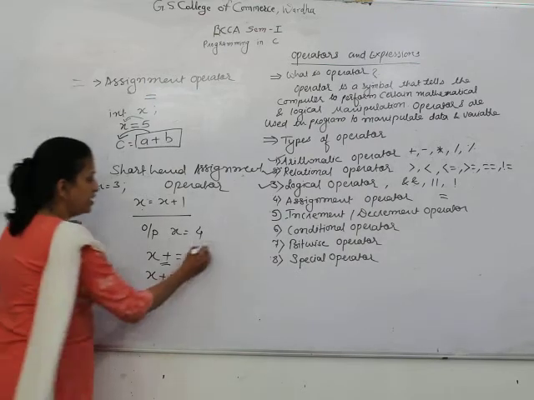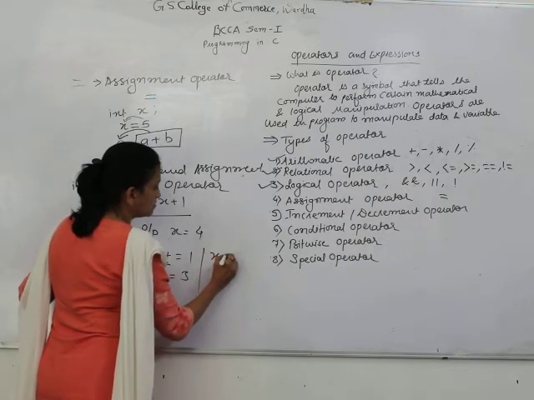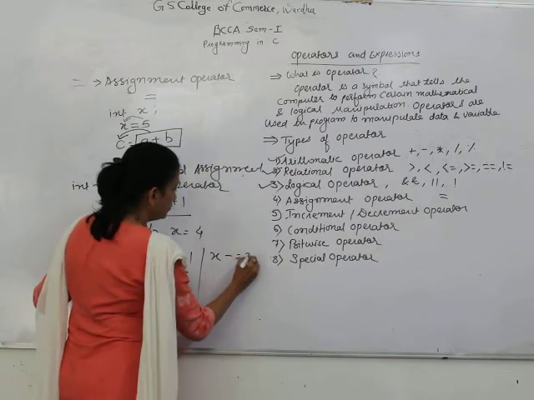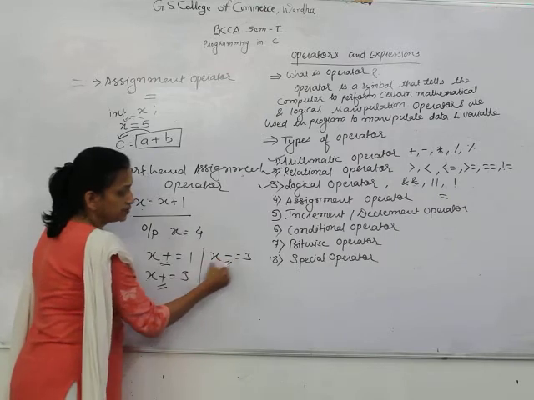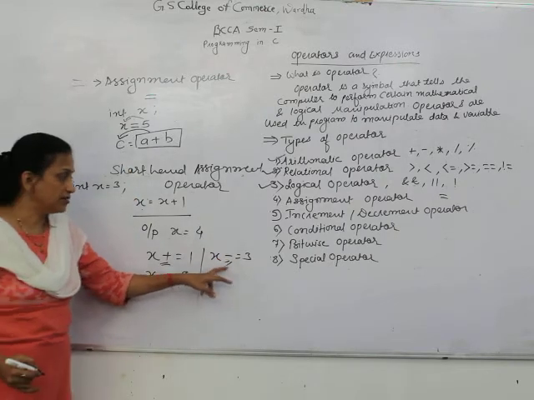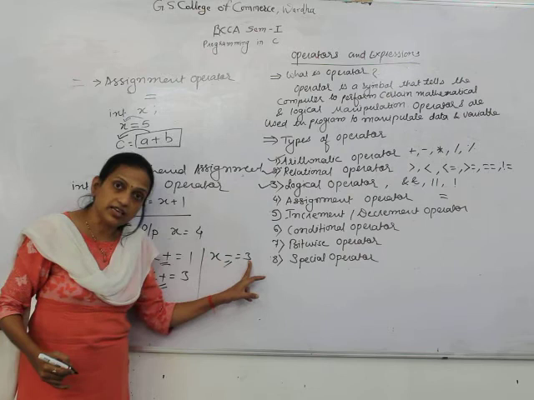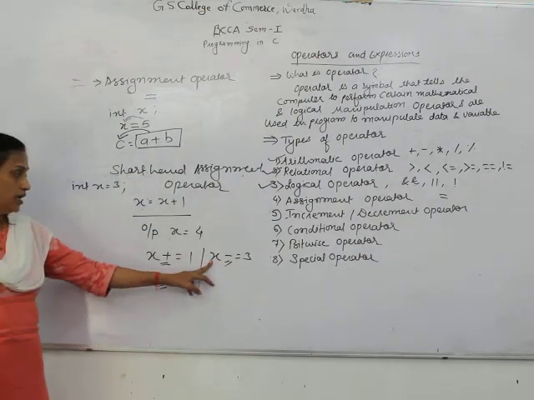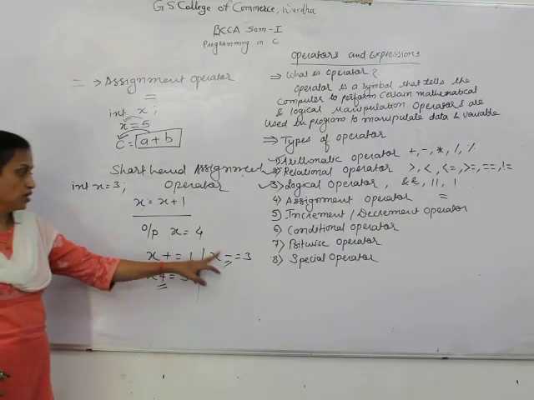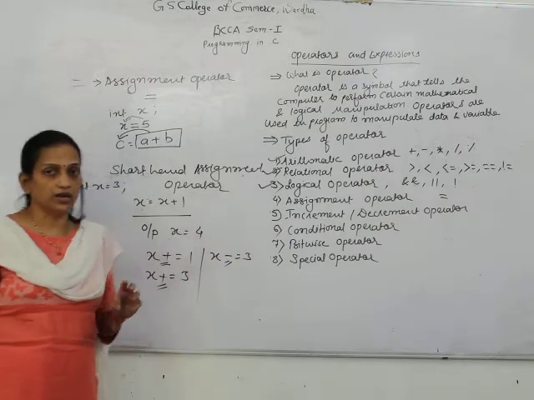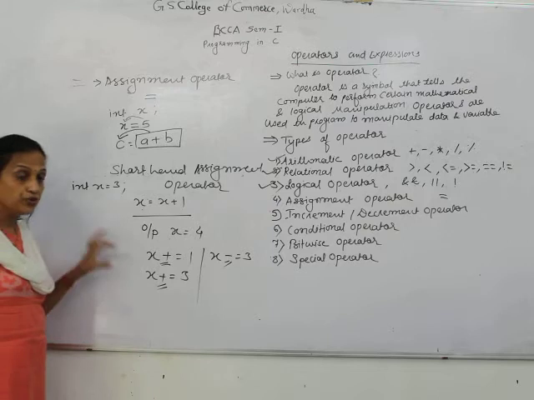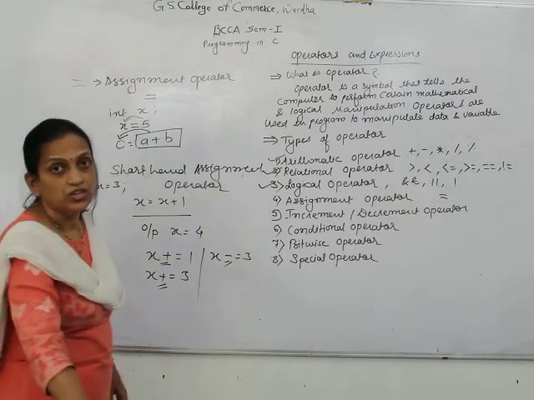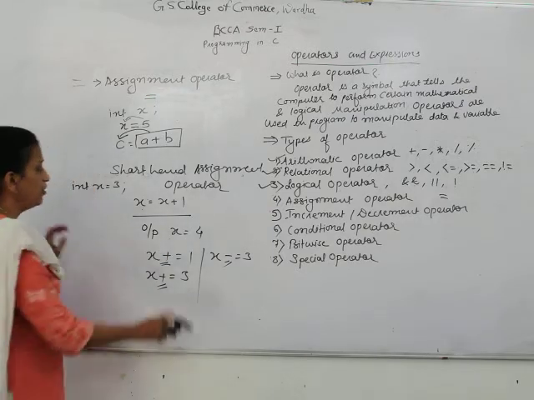In the same way you can write minus equals 3. In this expression you are using subtraction, that means it will subtract 3 from the same operand. The value of x is 4, so 4 minus 3 is 1. Now x becomes 1. So in this way you can use the shorthand assignment operator.